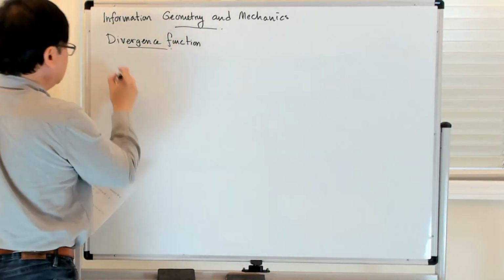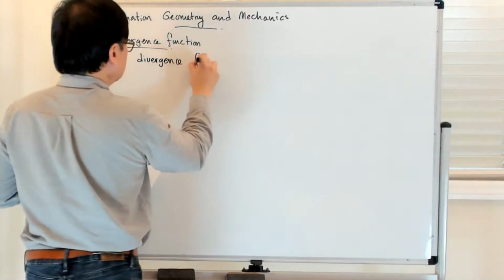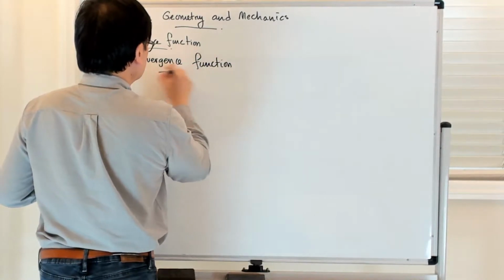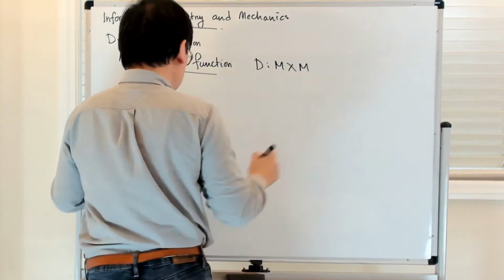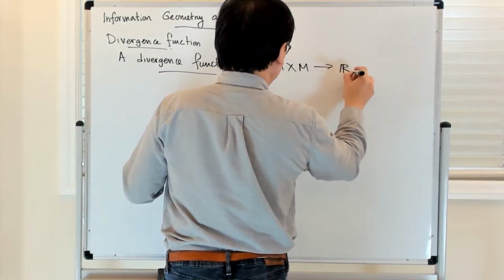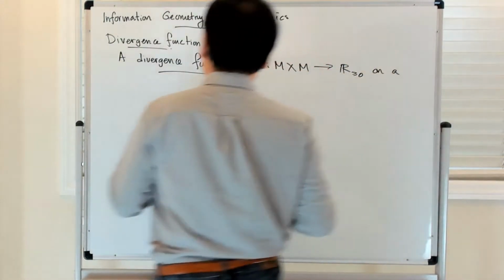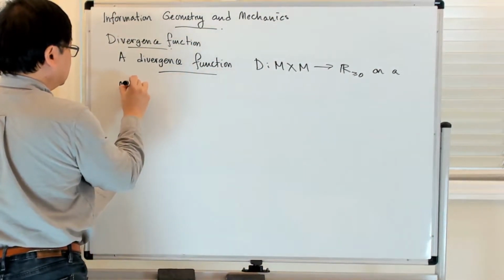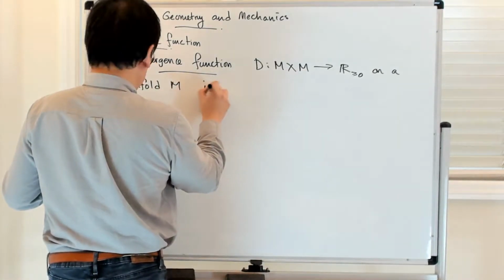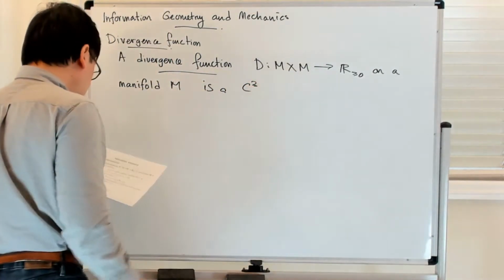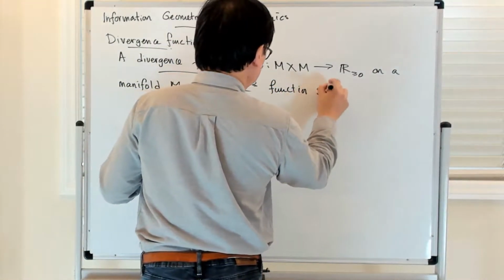Okay, so a divergence function, that's denoted by D, is a map from two copies of some manifold, let's call it M, to the non-negative reals. It is a thrice differentiable function satisfying the following properties.